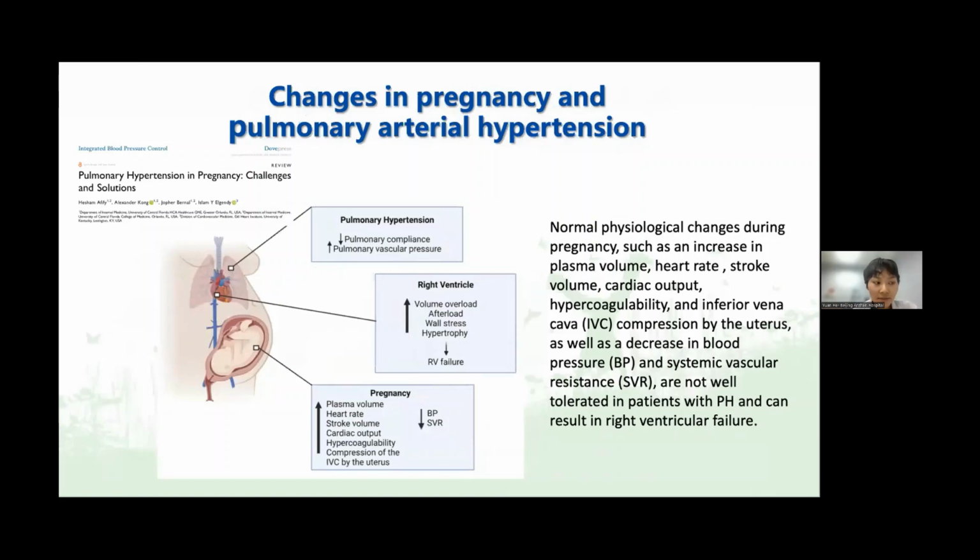PH causes a reduction in pulmonary compliance and an increase in pulmonary vascular resistance. Normal physiological changes during pregnancy, such as an increase in plasma volume, heart rate, stroke volume, cardiac output, hypercoagulability, and inferior vena cava compression by the uterus, as well as the decrease in blood pressure and systemic vascular resistance, are not well tolerated in patients with PH and can result in right ventricular failure.